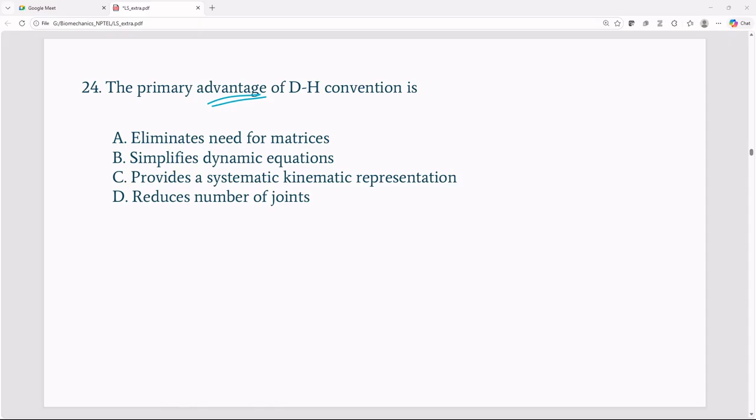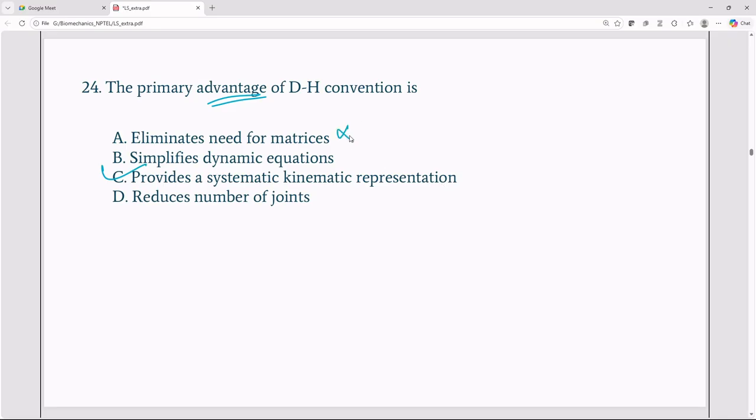Correct answer is option C, provides a systematic kinematic representation. Option A is wrong because it mostly works on matrices. There are no force terms here, so there are no dynamic equations, so option B is also wrong. And it can't do anything to reduce the number of joints. It is simply finding the relation between the joints. So the correct answer is option C.